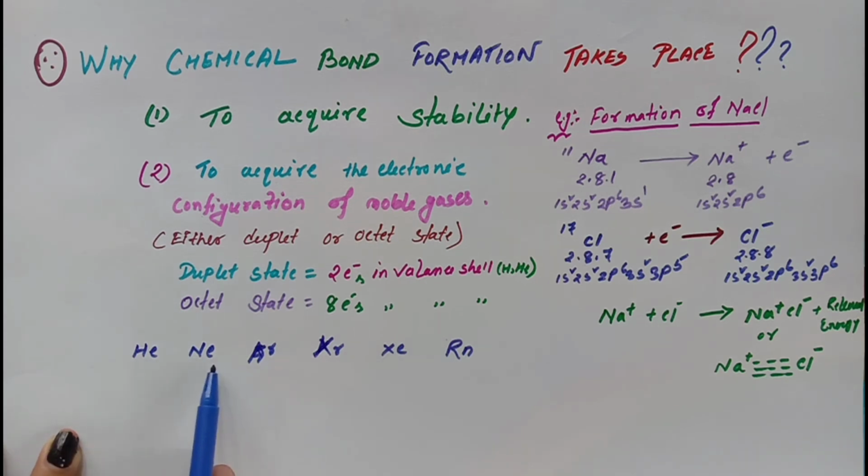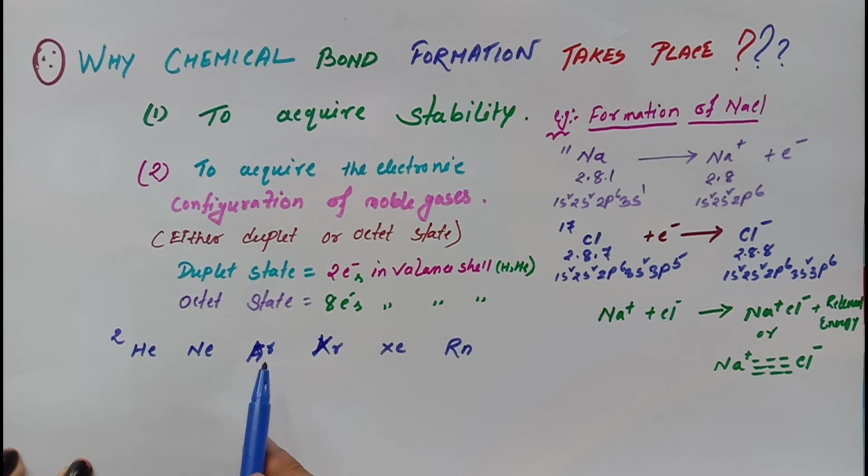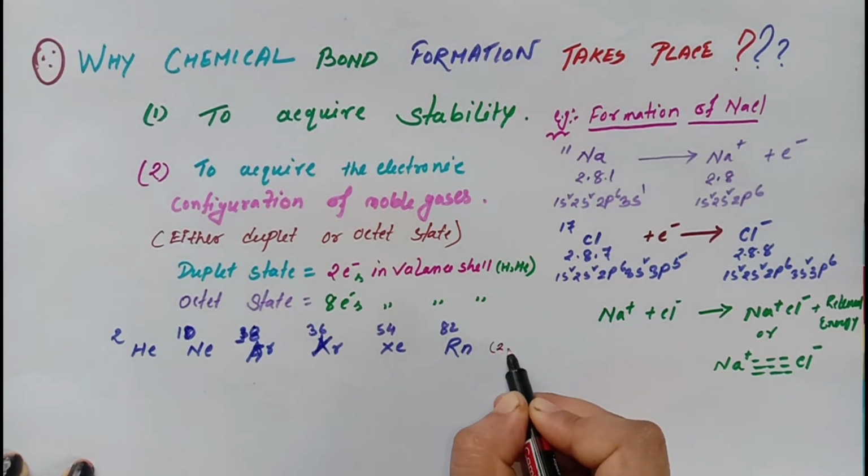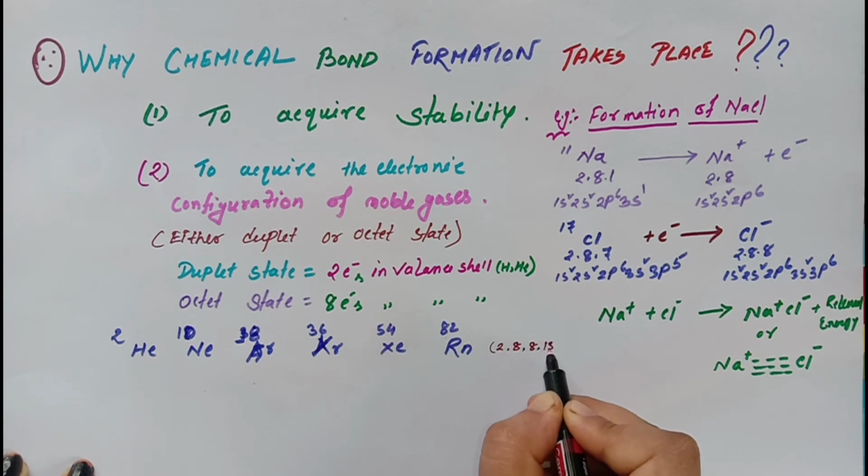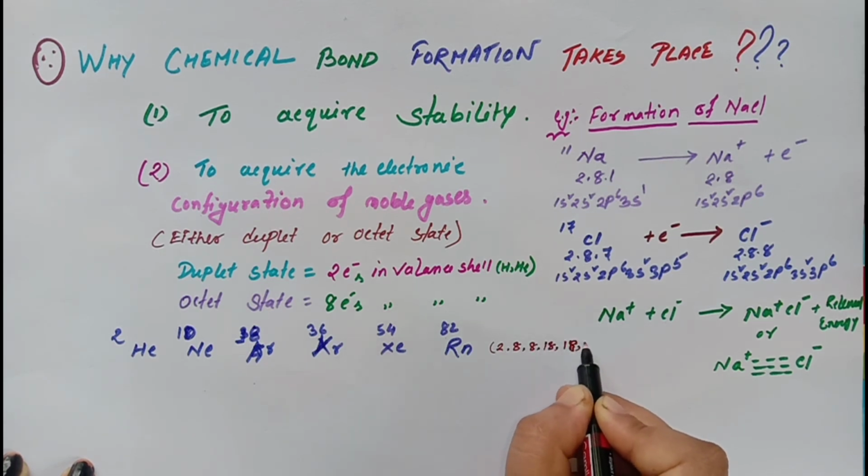You can remember these noble gases by using a mnemonic, that is: Hina, Nina or Karina ki X-ray Rangin. So all these elements follow the duplet and octet state rule. That is, their valence shell has complete electrons. And they follow the magic number rule. So the magic numbers are 2, 8, 8, 18, 18, 32.